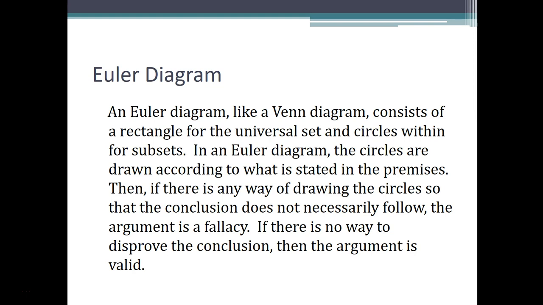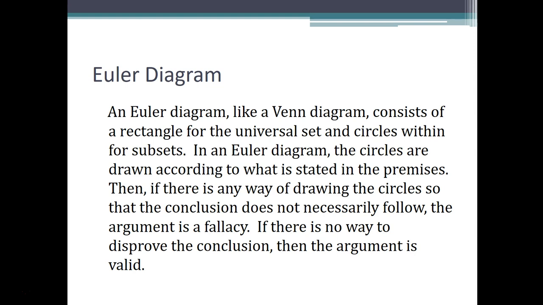But in an Euler diagram, we're going to draw the circles based on what's stated in the premises. So you're going to take premise 1, premise 2, premise 3, and we're going to use those to help us decide how to draw those circles. And what we're going to do when we draw these circles is try to disprove the conclusion on purpose. We're going to do our best to draw it so that it does not support the conclusion. If there's a way to draw it so it doesn't support the conclusion, then your argument's invalid. But if you draw it and it has to support the conclusion, then your argument is valid.